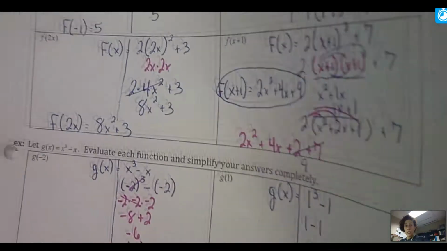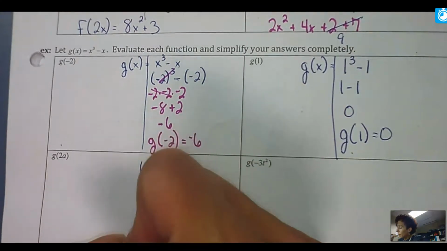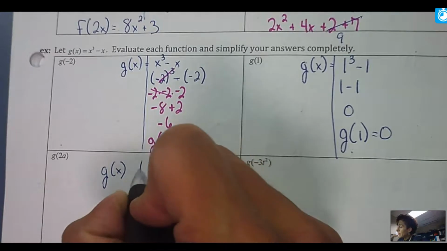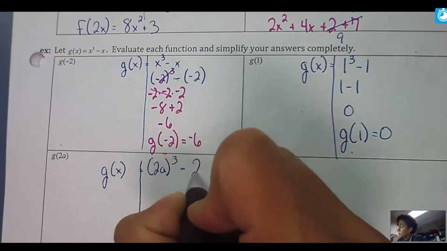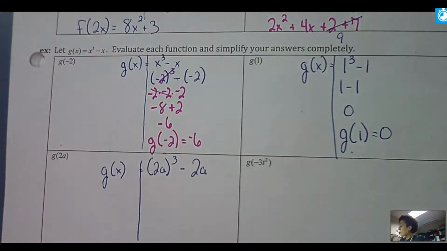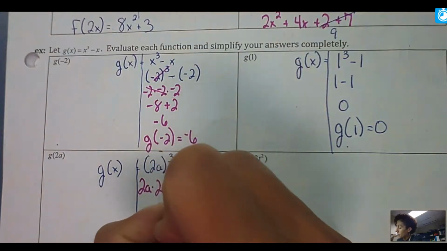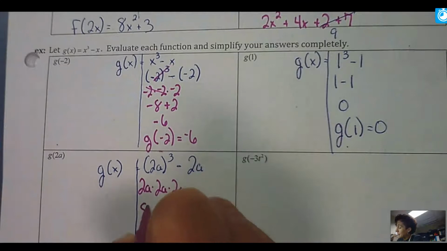All right, let's move to our challenging ones. This time we're going to have 2a in there. So again, it's going to go on the right side like it has been. So this time it's going to be 2a that's cubed, and then I'll subtract 2a. And again, 2a cubed means 2a times 2a times 2a. So 2 times 2 times 2 is 8. A times a times a is a cubed.